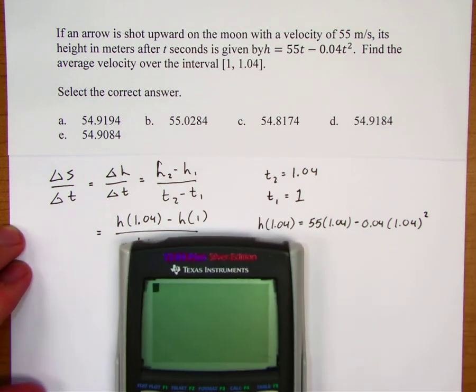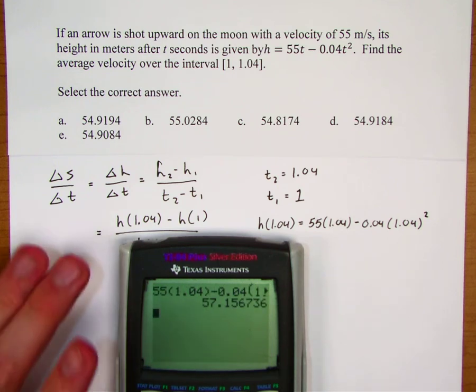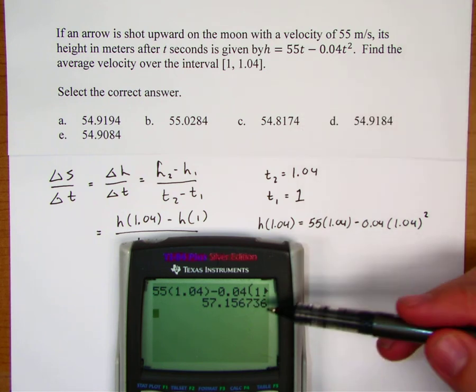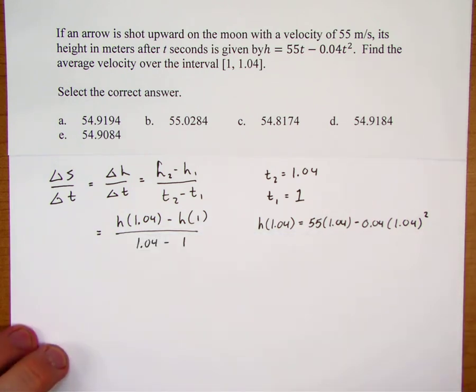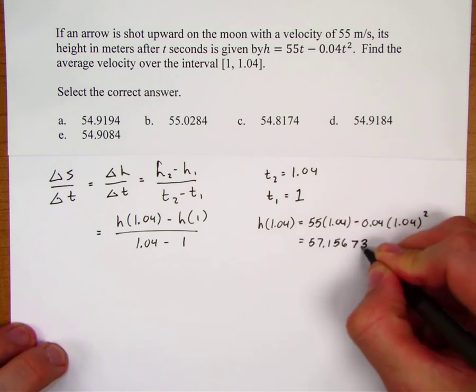So taking a look at that on the calculator, 55 times 1.04, close parenthesis, minus 0.04 times 1.04 squared, and we get 57.156736. Now normally we'd think about rounding this off to the third decimal place, but if we look at our answers, they're rounded off to the fourth, so here we need to maintain as much accuracy as we possibly can, so we're just going to go ahead and write everything out.